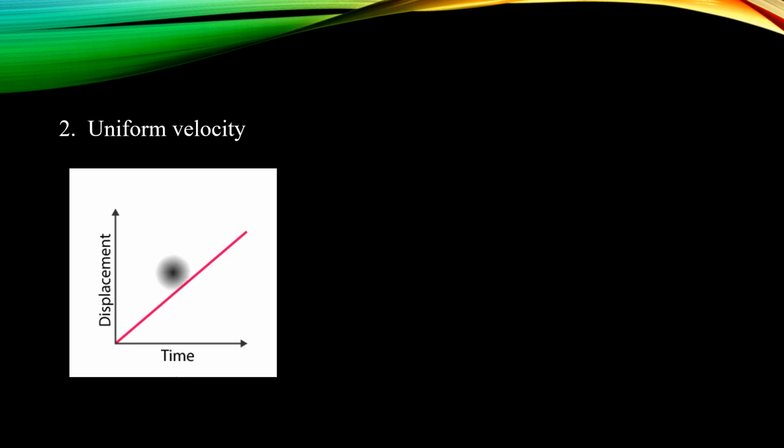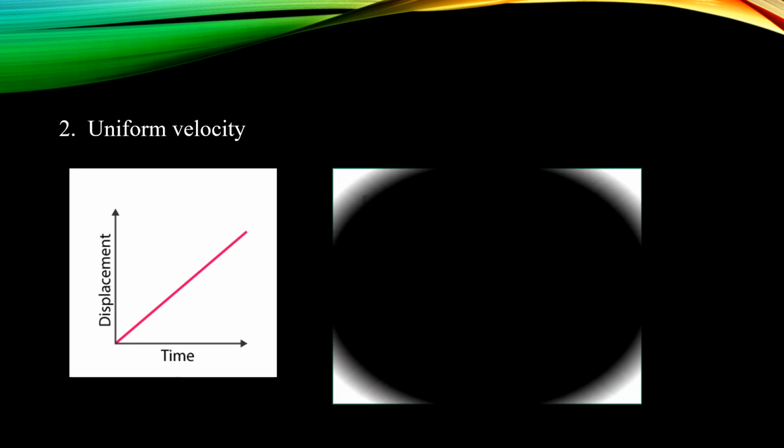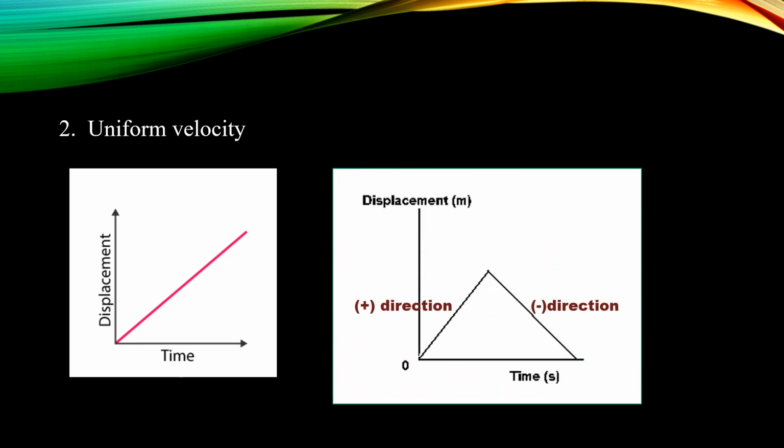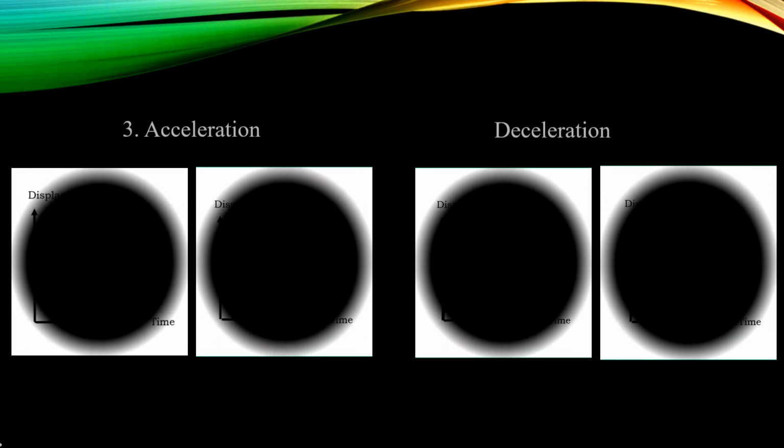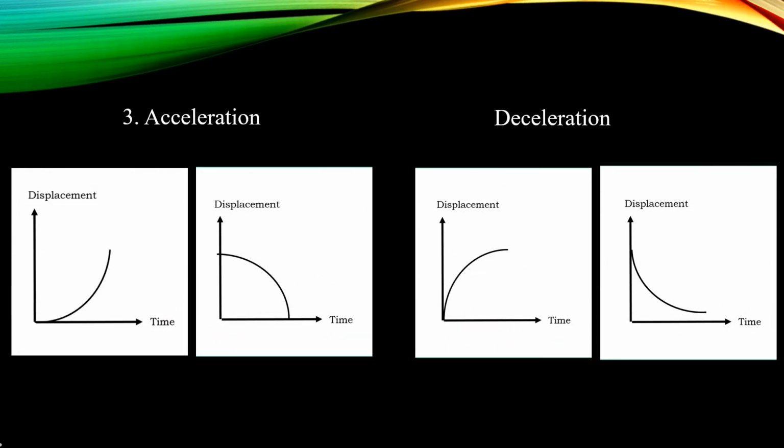Well, the second one is uniform velocity. In this case, gradient is not 0, but the gradient is constant. Well, there is clearly an inclination in the line of the graph. If the line of the graph is climbing up or it makes an acute angle with the x-axis, the movement is in the positive direction. But if the line is falling down or makes an obtuse angle with the x-axis, then the movement is in the negative direction. The third one is acceleration or deceleration.